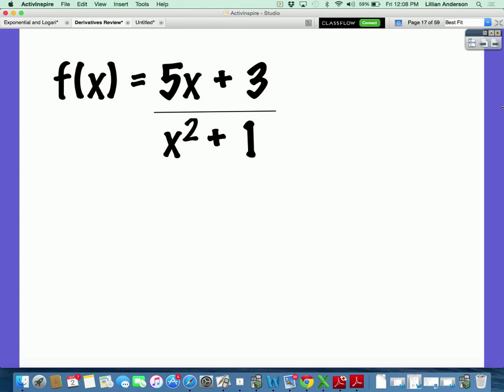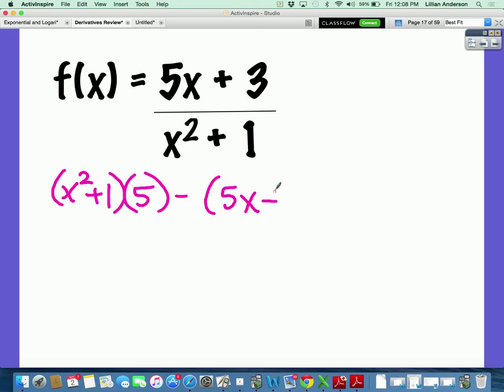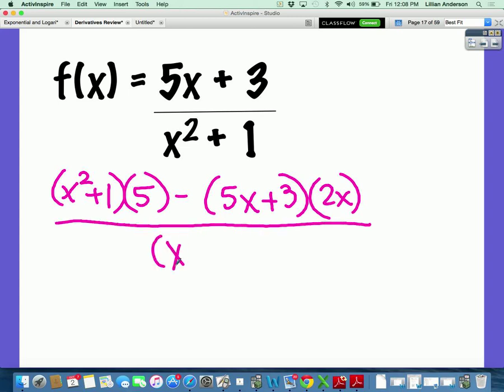Quotient rule. We're gonna do this one together, okay? Quotient rule says low D high minus high D low all over low low. So low, D high, what's the derivative of the top? 5. Minus high, D low, what's the derivative of the bottom? All over low low, which is the same thing as saying low squared. What's wrong? So I did 2. That's the derivative. After that, it's just simplifying.